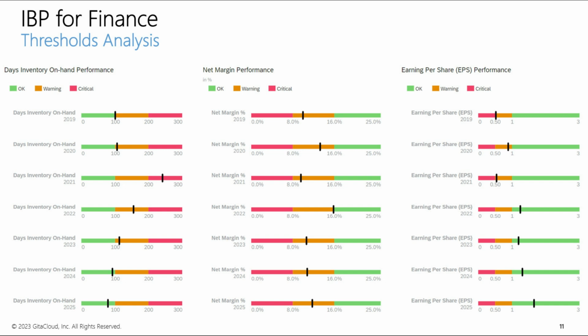You can similarly see net margin performance in the middle. We seem to be regressing compared to 2022 and stuck in the yellow warning band for the next 3 years. This is because the company chose growth over profitability for next 3 years, which is okay, so long as this is understood and approved by all decision makers.